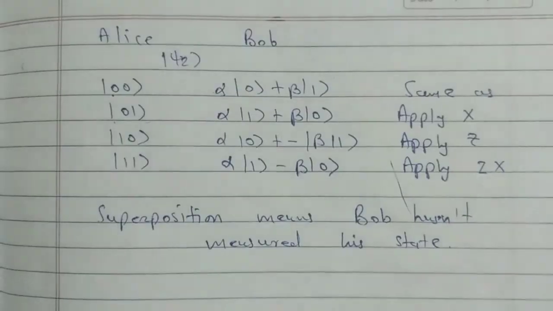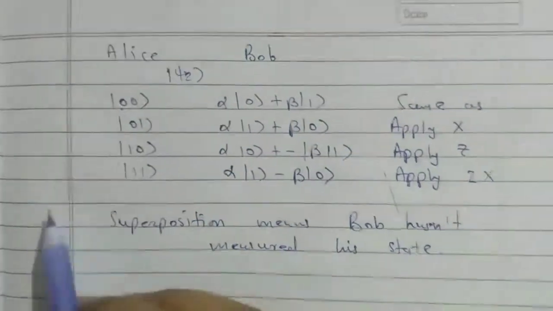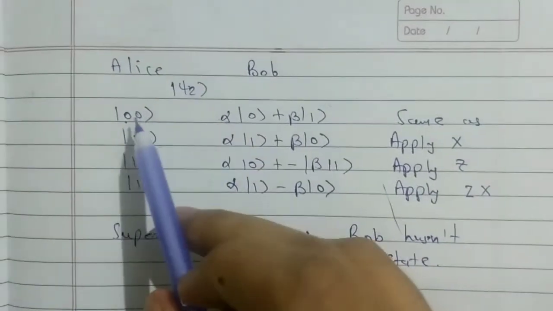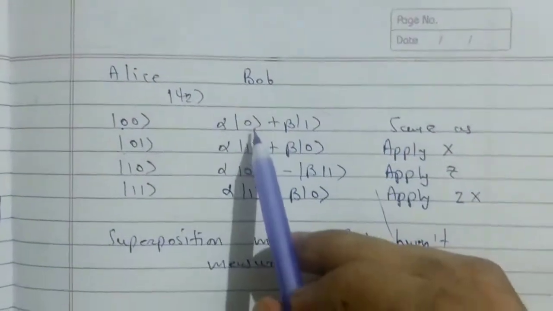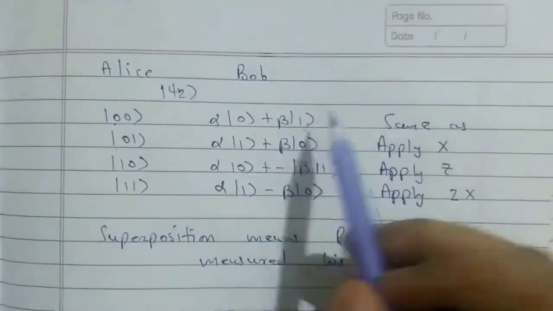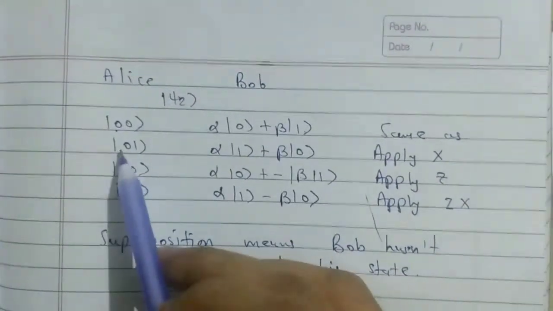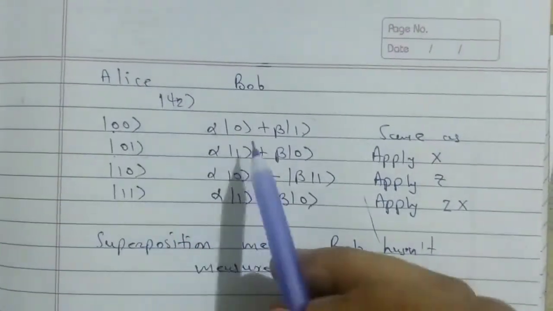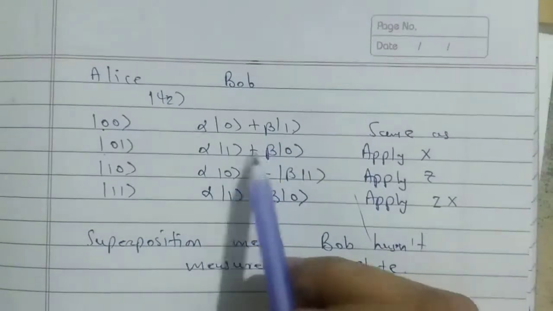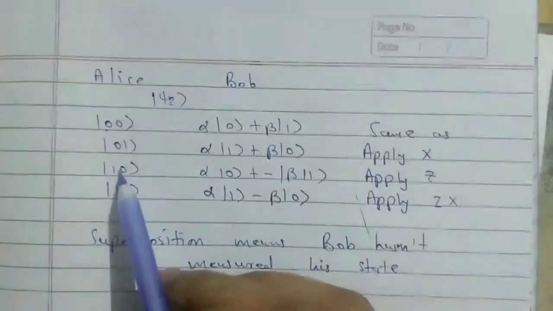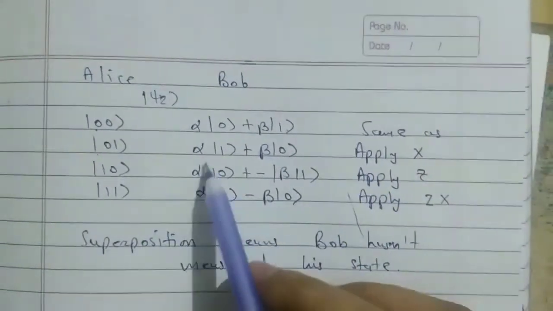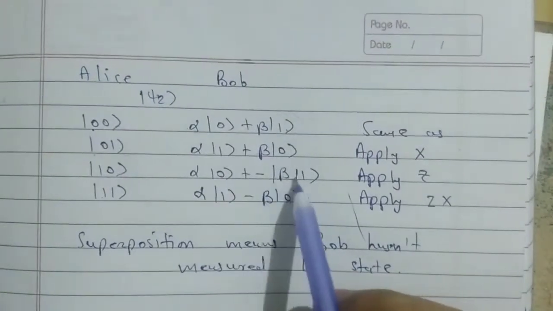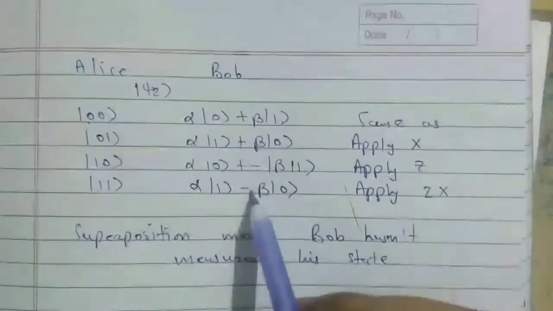Okay, as I stated before, if Alice measures her qubit in the basis 00, Bob's qubit will be alpha 0 plus beta 1. If Alice measures her qubit in the basis 01, Bob's qubit will be alpha 1 plus beta 0. Same for 10 and 11: alpha 0 minus beta 1, and alpha 1 minus beta 0.